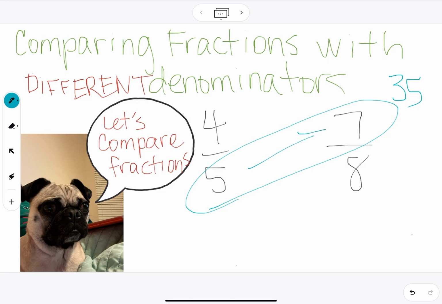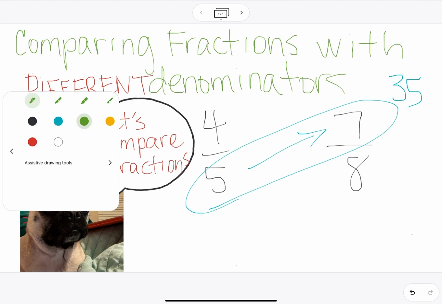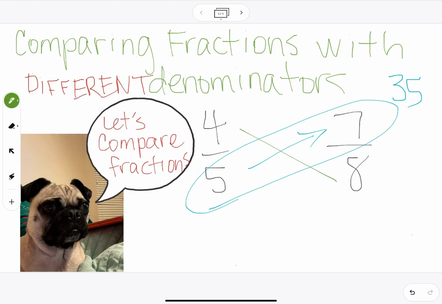Okay, let's think of it this way. We're going to put the 35 over there. And then I'm going to cross multiply and do 8 times 4, which gives me 32. Okay, so that's very easy to see. 32 on this side. 32 is less than 35. So 4/5 is less than 7/8.